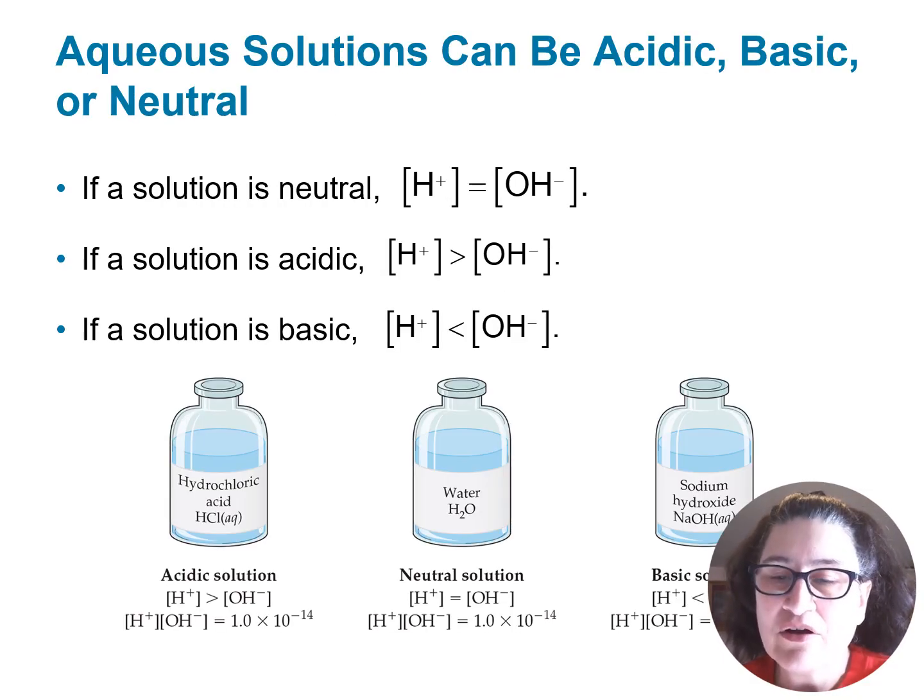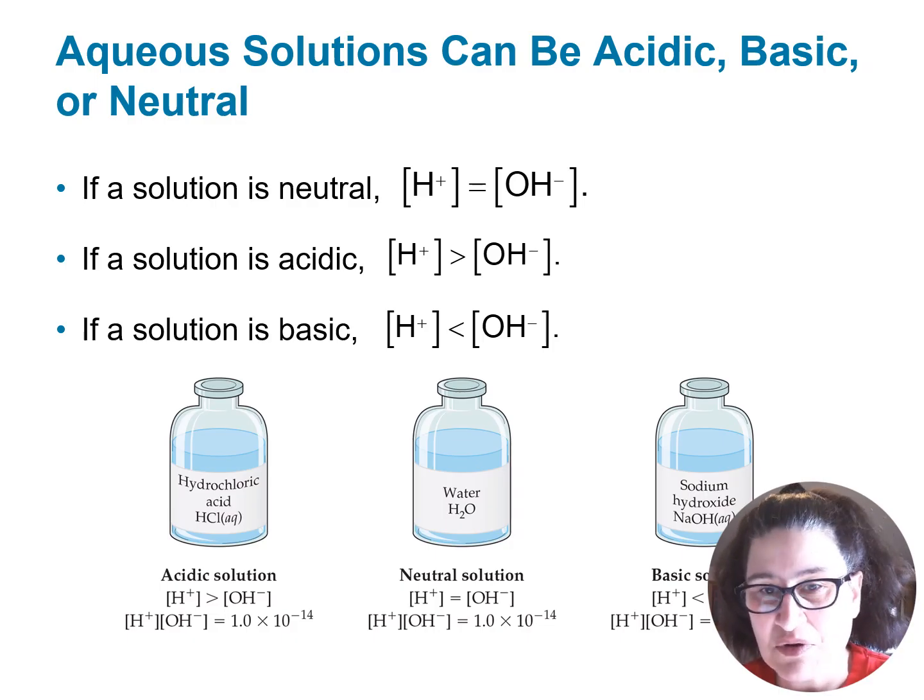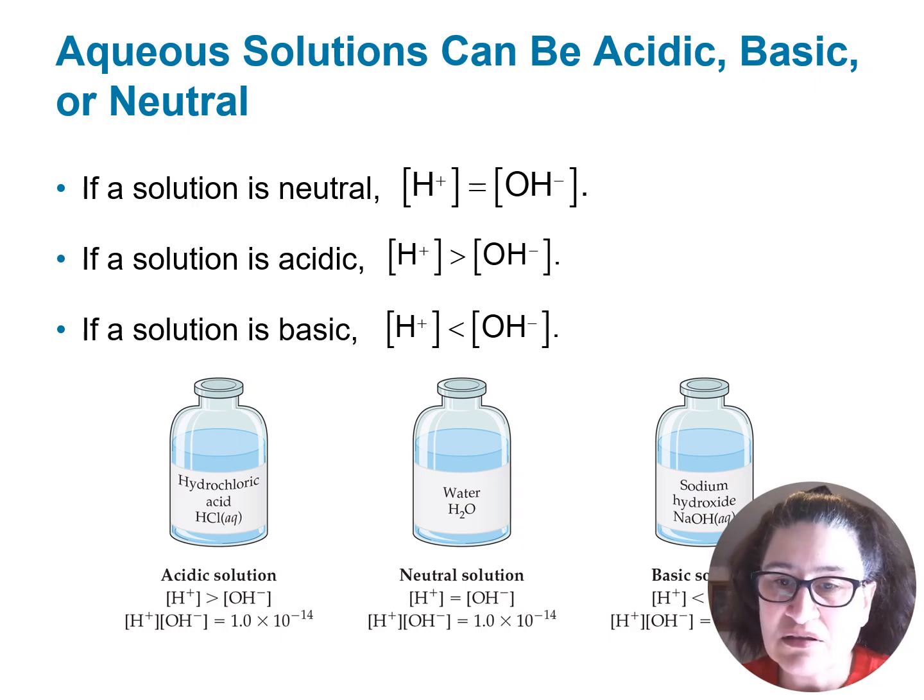Now, the H plus is the acid part, and the OH minus is the base part. If those are equal, then the substance is neutral. If our H plus is more than our OH minus, meaning the acid part is greater than the base part, then we're going to be acidic. And if the acid part is less than the base part, then we're going to be basic.